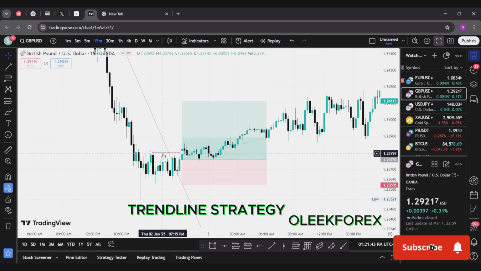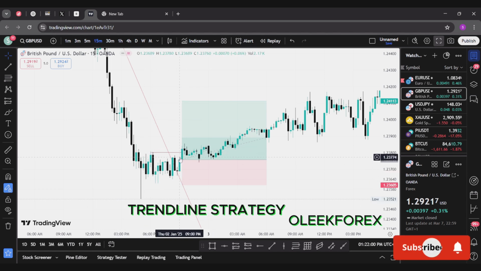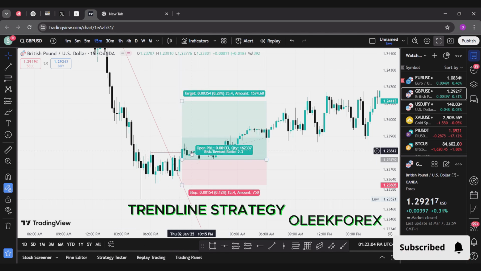Now look, you can see that this high here is higher than this high. And where is the low of this high? Look at the low. It's still higher than the low of this. So automatically, this shows you that there's a change in market structure.